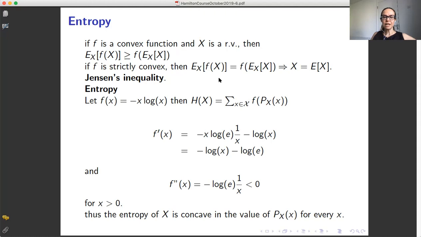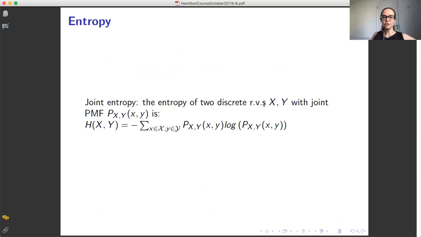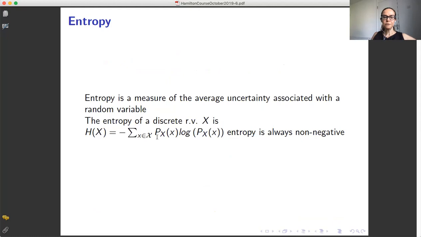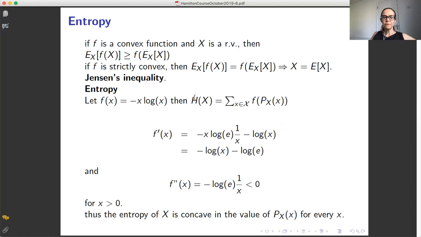What that means, in terms of a corollary for us, is that if I look at f of x as being this function minus x log of x, then I can think of entropy as being a function of p of x. Let's go back to what the definition here was. Okay, so here's the definition of H of X. You see that if I consider p of x here as being the variable, then H of X is the function of p of x summed over all of the possible values of x in cal X.